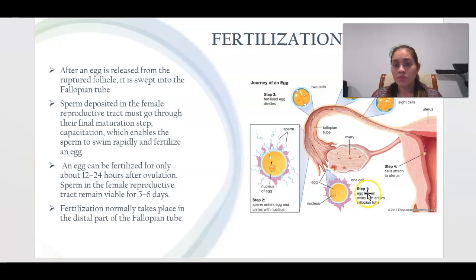As you can see in this picture, in the ovary, step 1, the egg leaves the ovary and enters the fallopian tube. In step 2, sperm enters the egg and unites with the nucleus. And step 3, the fertilized egg starts to divide. Let's talk about it now.